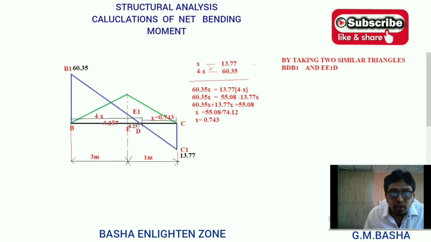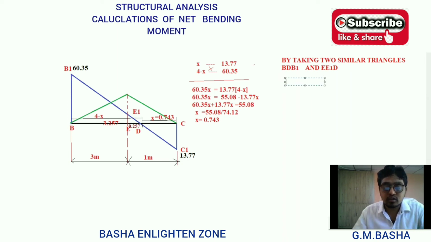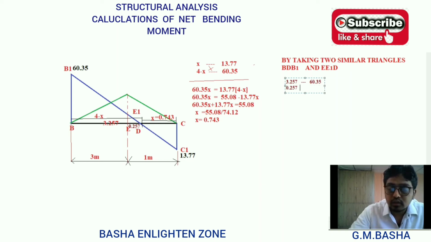For the span of 3.257, the ordinate will be 60.35. And what about the span of 0.257? That one will be taken as x. Then based on similar triangles, you will obtain the values.